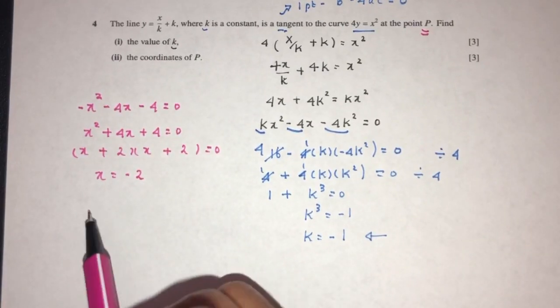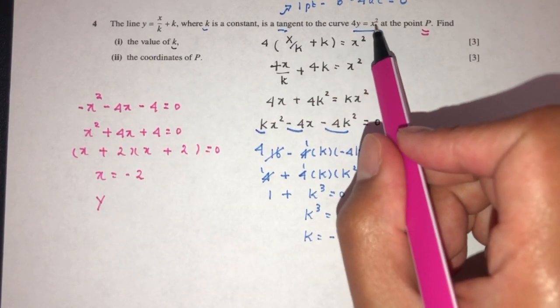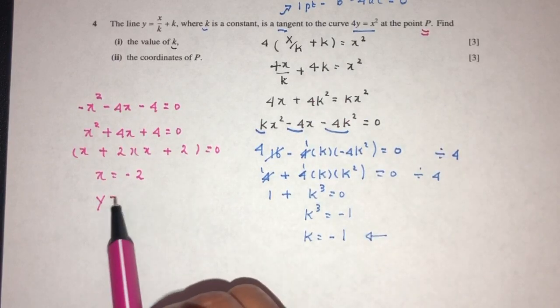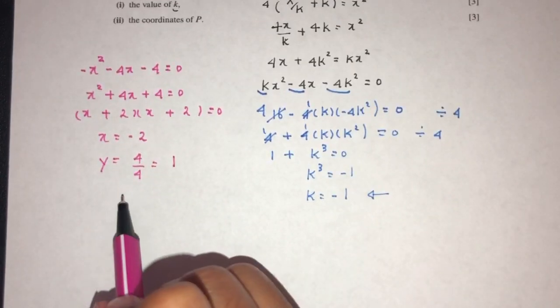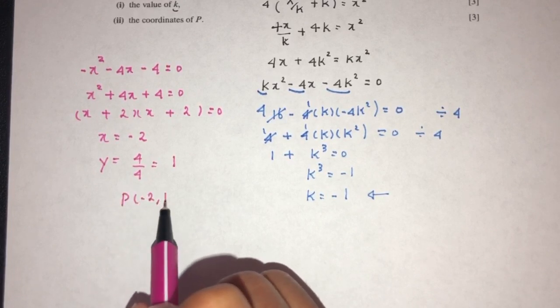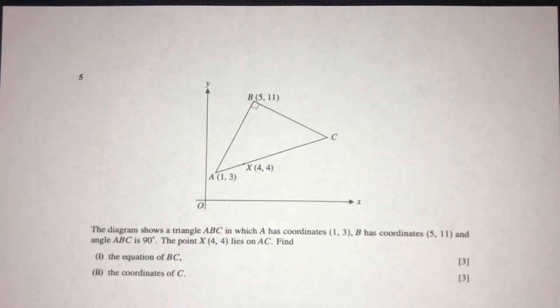So finally, to find the value of y, just replace back in your main equation, or right here. Y is equal to x squared divided by 4. X squared is 4 divided by 4, and that will be the value of 1, which means P has to be minus 2 and 1. That is part 2 of your question, finding the coordinates of P. Now let's move on to the next question.